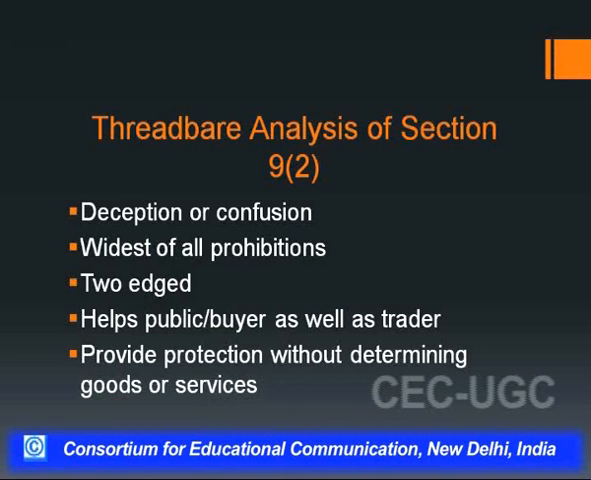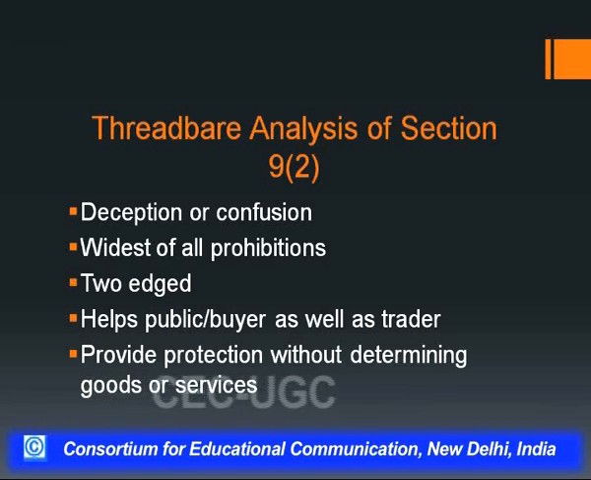Another thing, friends, when it comes to section 9(2), I find that it provides protection without determining goods or services, as mentioned and discussed by me. It does not mention the kinds of goods or services used. It simply says that if anything is going to lead to deception, to confusion, and if it is of such nature, only the preponderance of the nature is to be proved. There is no need to establish before the trademark registrar in concrete terms that this is going to cause deception.